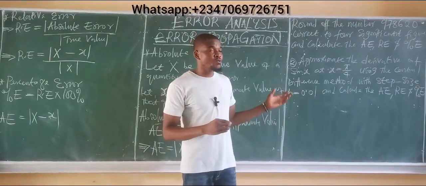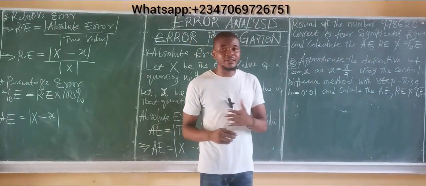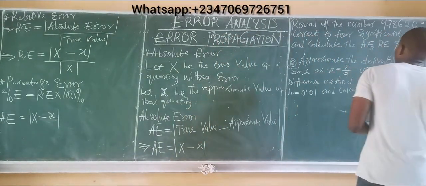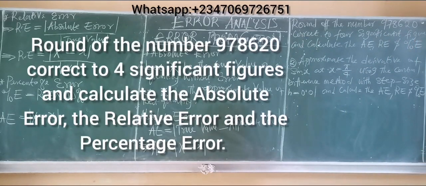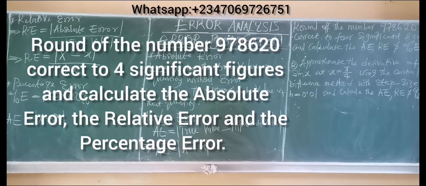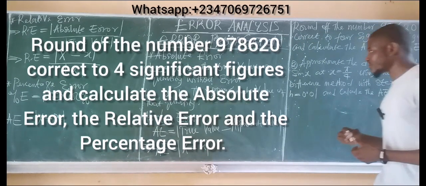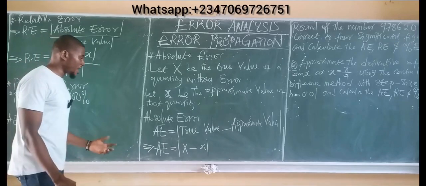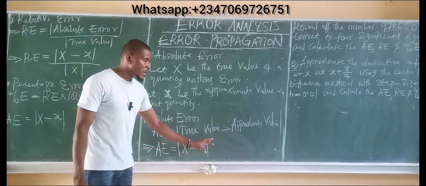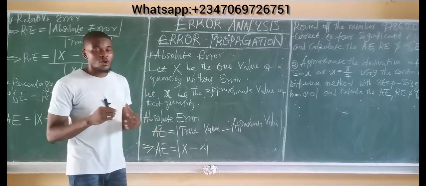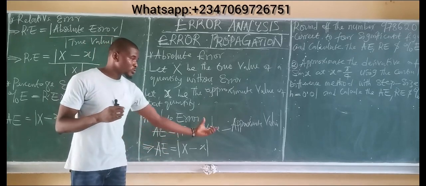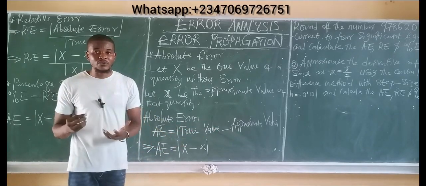Welcome back. So we have two questions on the board. Let's consider this question to explain everything we've learned so far. Now, the very first question says, round off the number 978620 correct to 4 significant figures and calculate the absolute error, the relative error, and the percentage error. I have put out this formula for the absolute error over here, but keep in mind, absolute error is always the true value minus the approximate value. So for that given question, all we need to do is pick out our true value, then pick out our approximate value, then take the modulus of their difference. That becomes our absolute error.